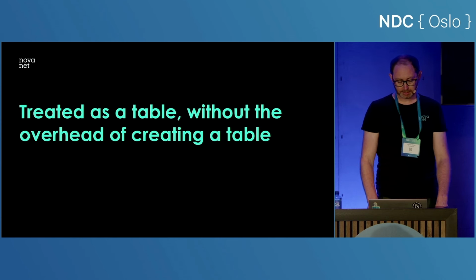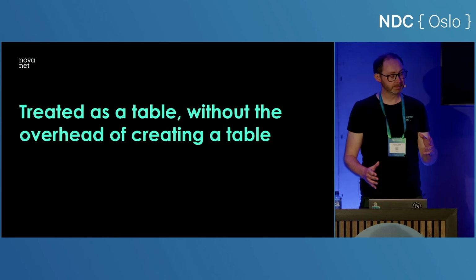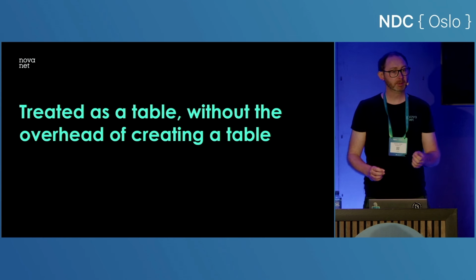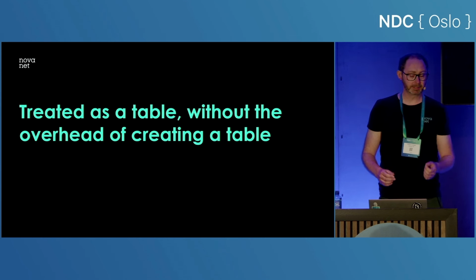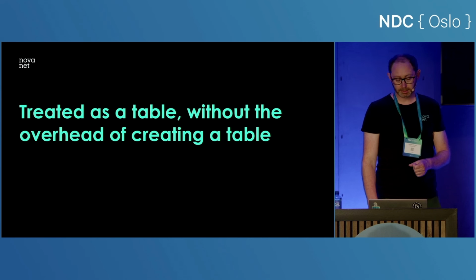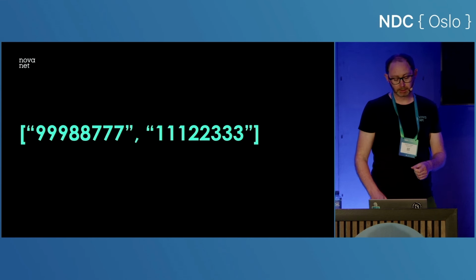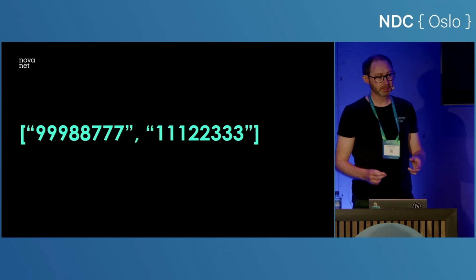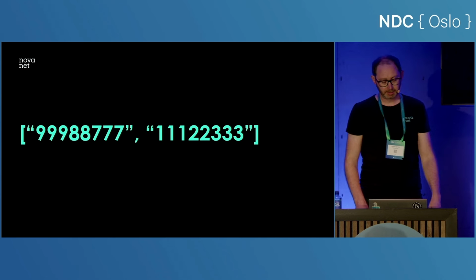So what you get is that your collection is kind of being treated as a table without the overhead of actually creating that table. And if you store a couple of phone numbers in your table, they will look like this. So as you can see, it's just a plain JSON array.